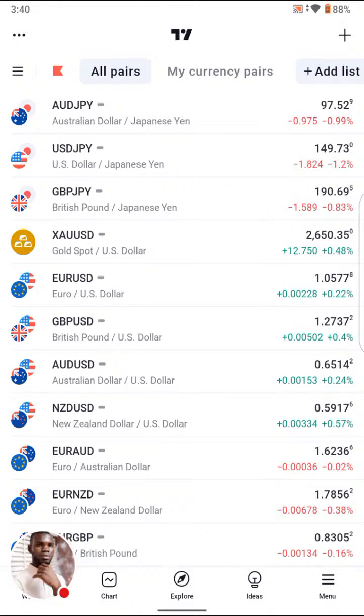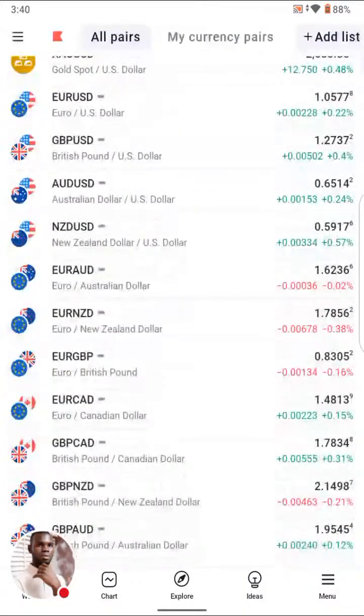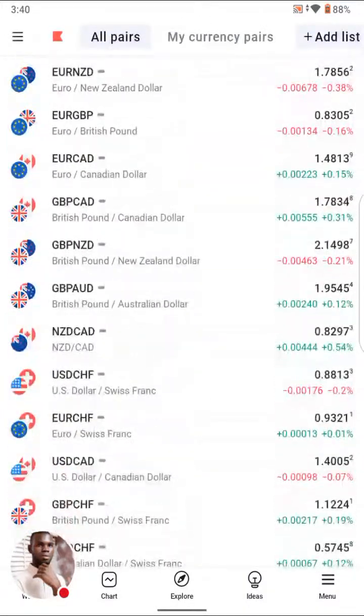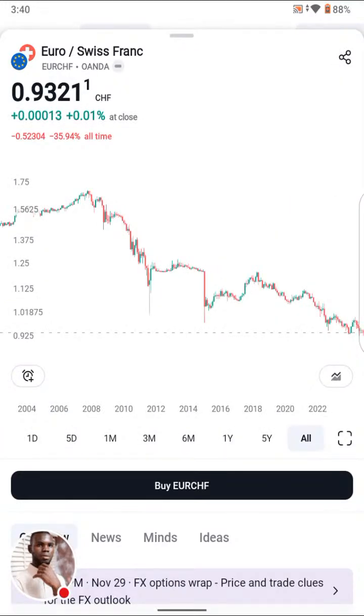So I'm checking my, okay, Euro CHF. This was the trade. I'm checking my Marvin account's trading history. The last trade I took was the Euro CHF trade. It was a sell, so I want to check the trade.